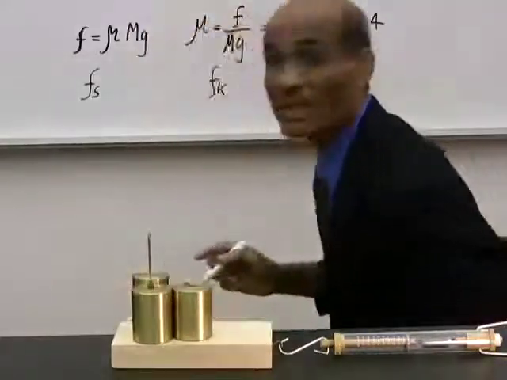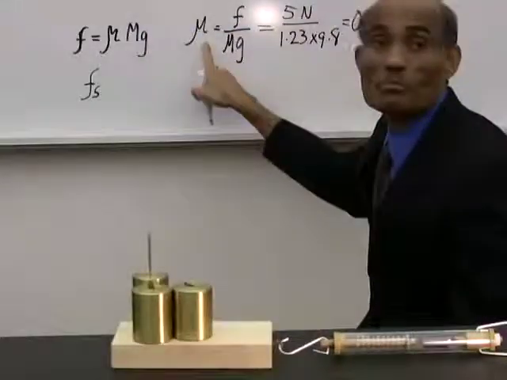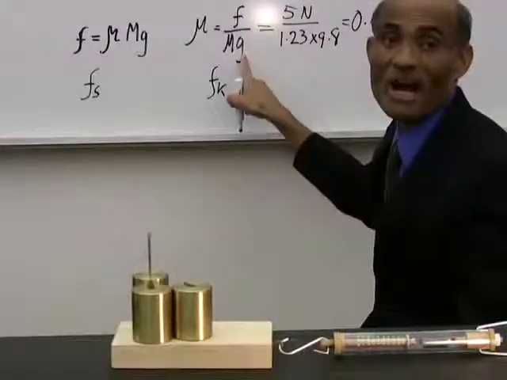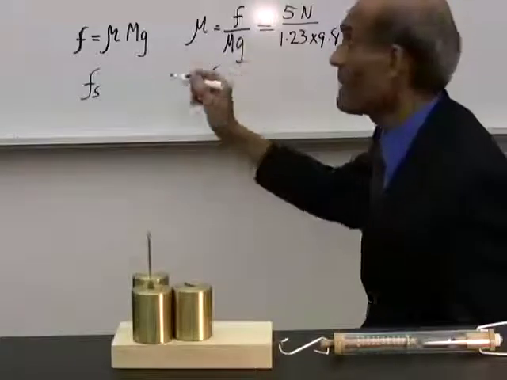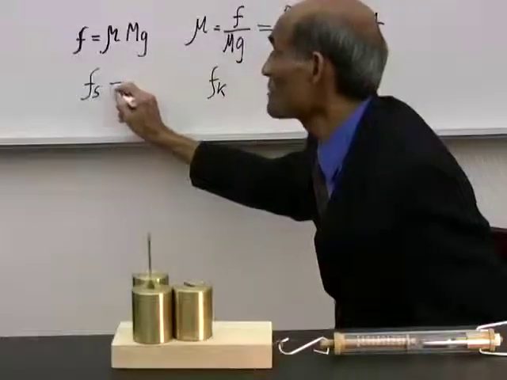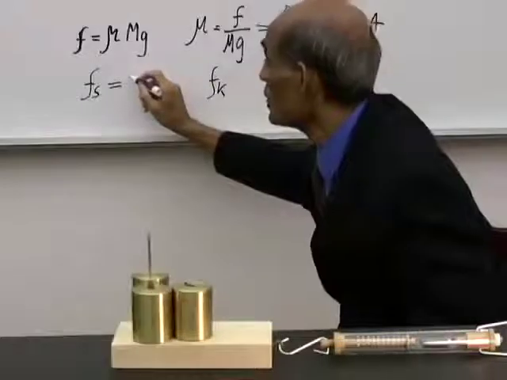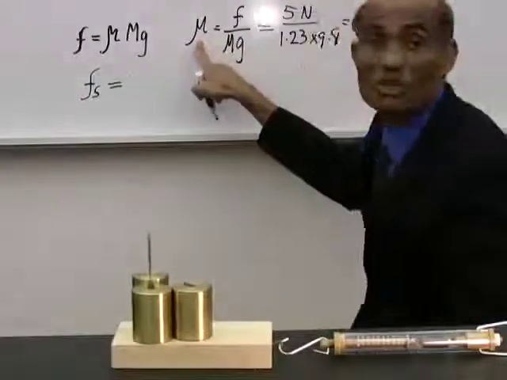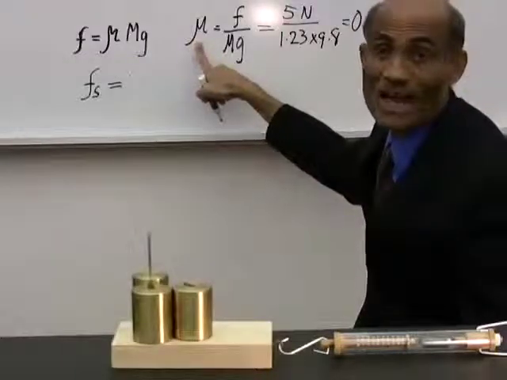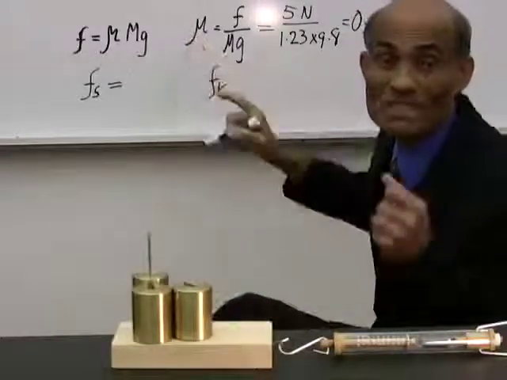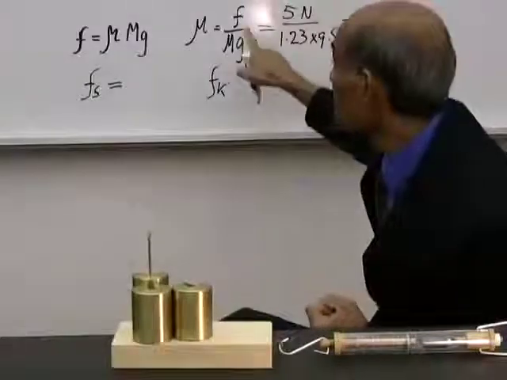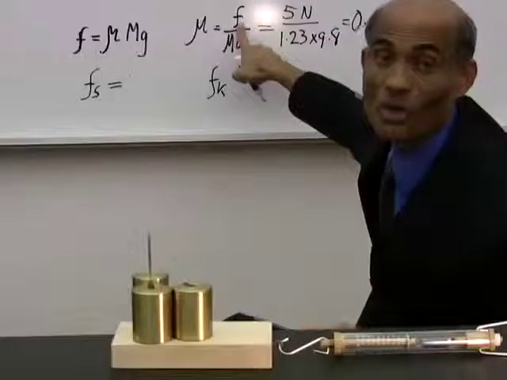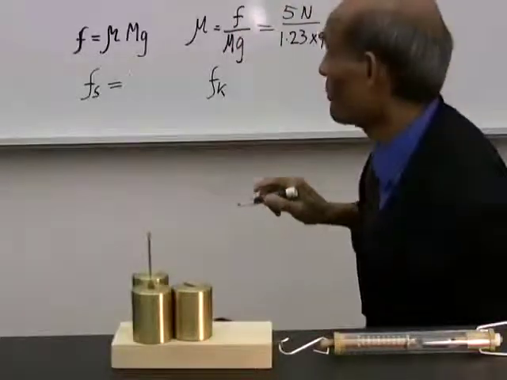Now, if that is the case, you can see mu is the force of limiting friction divided by the normal force. That means the force of static friction can now be written as mu times the normal force. That means this mu has different values for static and kinetic, depending on whether you use the static frictional force or kinetic frictional force.